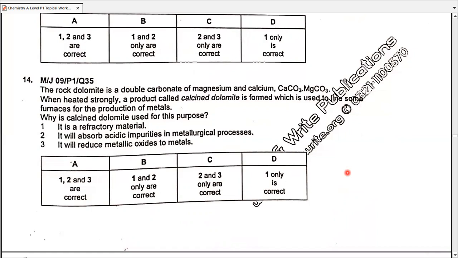The rock dolomite is a double carbonate of magnesium and calcium. So it is a refractory material, ठीक है. It will absorb acidic impurities in metallurgical processes. Since calcium is also there, I think 2 is also correct. It will reduce metal oxides to metals.